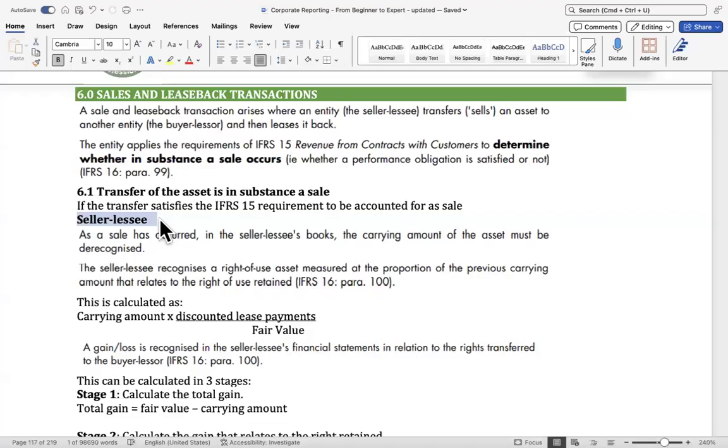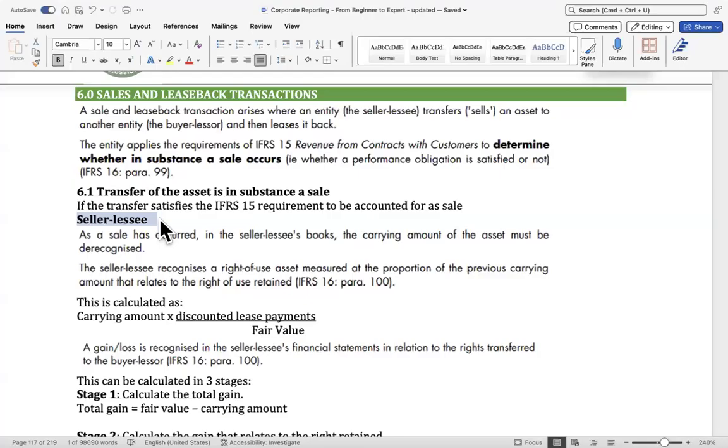You immediately become a seller lessee because you sold, and you now leased back. The reason we are calling you a seller lessee is because we need to recognize a portion of you being a seller, because you have sold. And also, we need to recognize you being now a lessee. So two things we are doing.